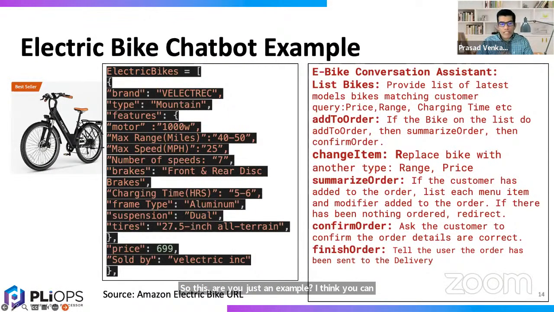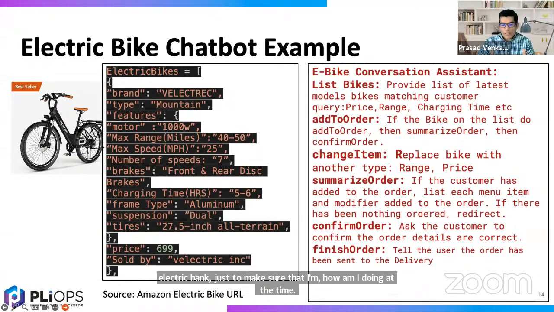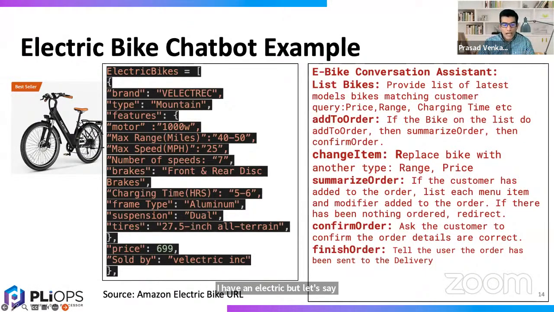So here I'm extending it to one more use case where I have an electric bike. Just to make sure, how am I doing on time? I have an electric bike. Let's say you are selling electric bikes. I picked one of the electric bikes from an Amazon portal. I defined this as my JSON document. I have V Electric as my brand, a mountain bike, and it has 1,000 watts of motor, right? And then it runs max range.